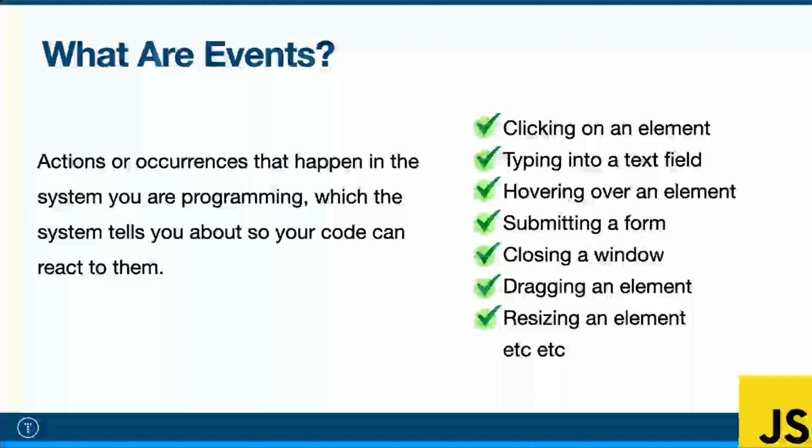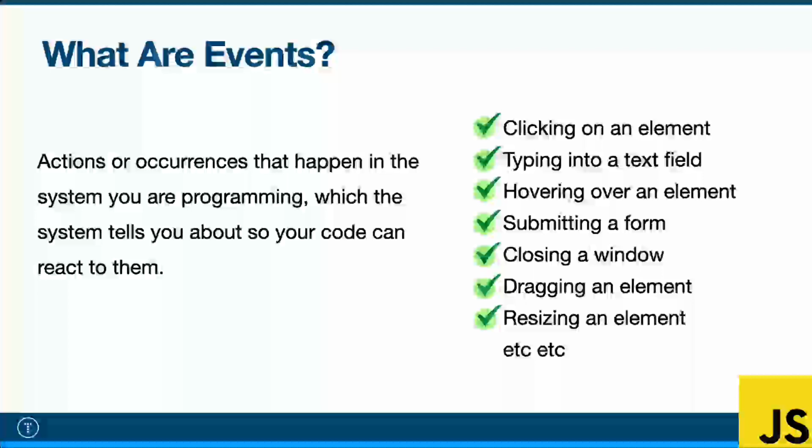All right, so in this video, I want to show you how to listen for events. But first of all, what are events? So the official MDN explanation is that events are actions or occurrences that happen in the system you are programming, which the system tells you about, so your code can react to them. So that's kind of an overkill of an explanation. Basically, an event is just when something happens, okay, or an action.